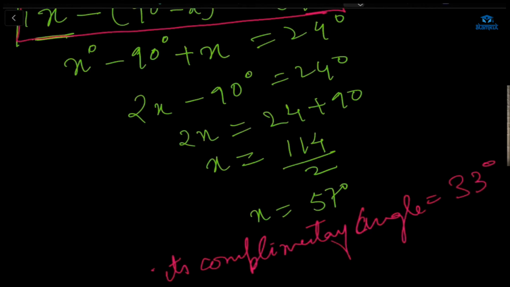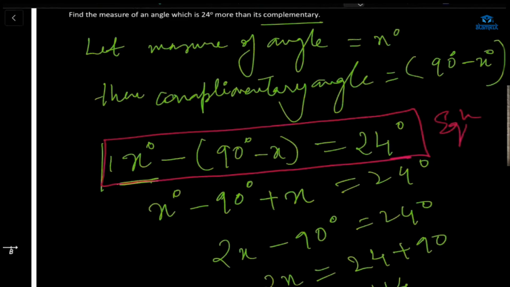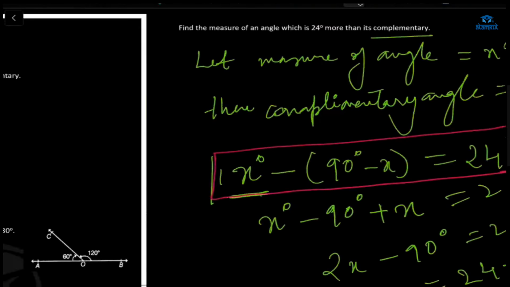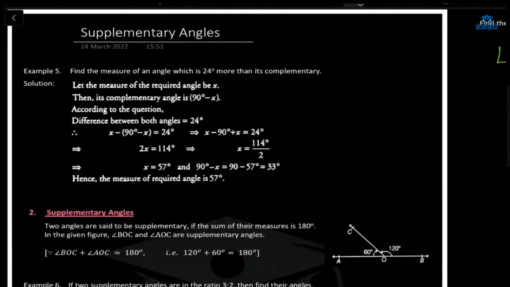Any doubt? No, ma'am. You know about complementary angles now? Yes. Shall I explain it again? Complementary angles are always 90 only, right? Yes, the sum of both the angles is always 90. Yes, ma'am, I know. And supplementary is 180, right? Yeah, supplementary is 180 degrees.